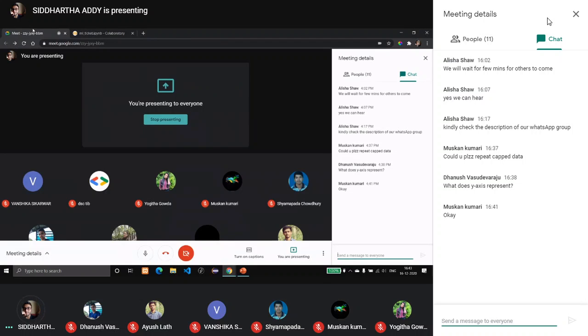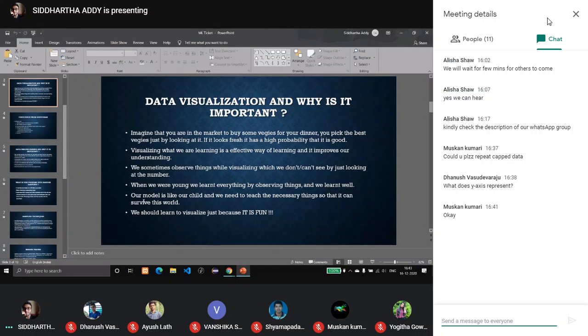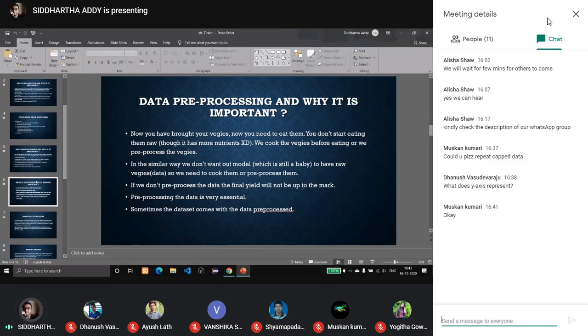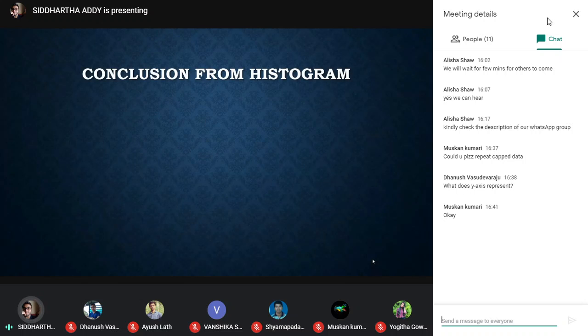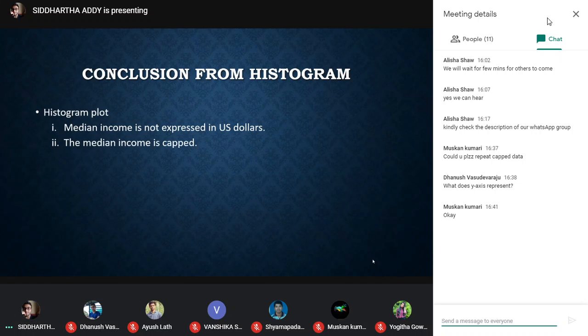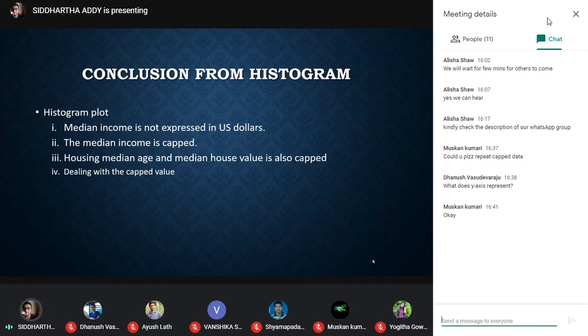Okay, so let me conclude this particular part for you. So, conclusion from the histograms. Median income is not expressed in US dollars. Next, the median income is capped. Next, housing median age and housing median house value are also capped. Okay. Dealing with the capped value. How do we deal with the capped value?